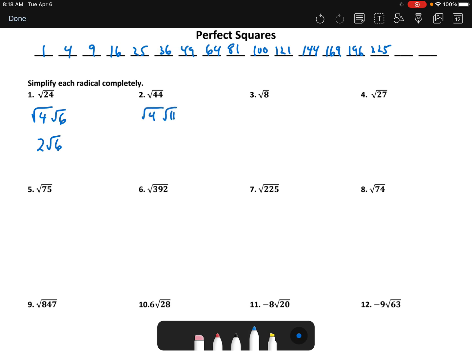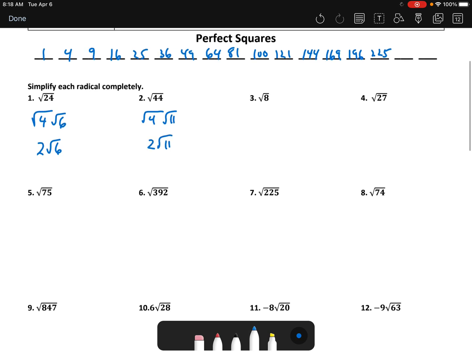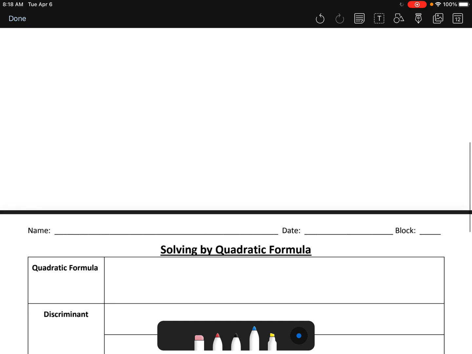44 would be 4 and 11, so that's 2 radical 11. 27 is 9 times 3. That's 3 radical 3. So just remember, this would be 25 times 3, radical 3, which is 5 radical 3. So we'll see if you remember as we go through here.